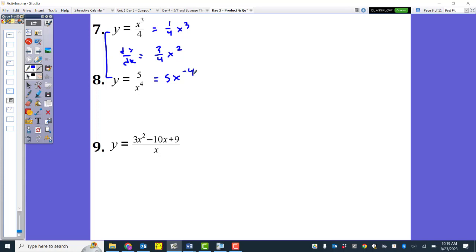Okay. Number 9 as well, even though it is functions being divided, does not need quotient rule. We can just split this up. 3x squared over x is 3x. Negative 10x over x is minus 10. And then 9 over x is 9 over x. So we can split up the fraction and make it 3x minus 10 plus 9x to the negative 1. And that's much easier to take the derivative of. dy over dx equals 3. The minus 10 becomes 0, and then minus 9x to the negative 2.